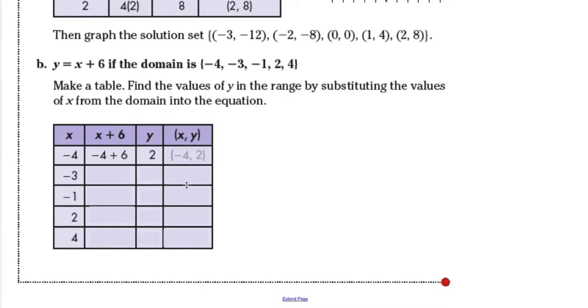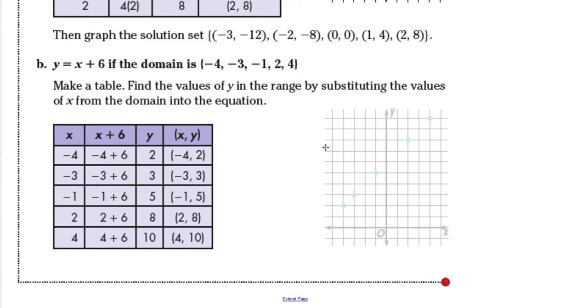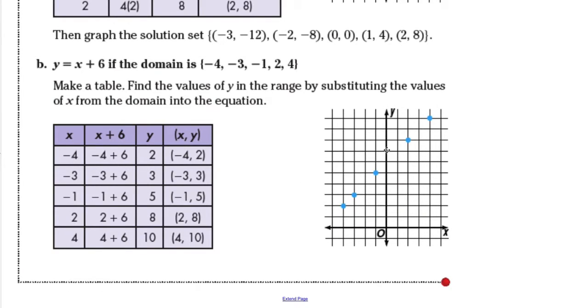So our ordered pair for -4 would be -4, 2. For -3, it would be -3, 3. If the domain is -1, our ordered pair will be -1, 5. If the domain is 2, our ordered pair would be 2 and 8. And if our domain is 4, our ordered pair would be 4 and 10. And if we graph that relation, this is how our graph would look.